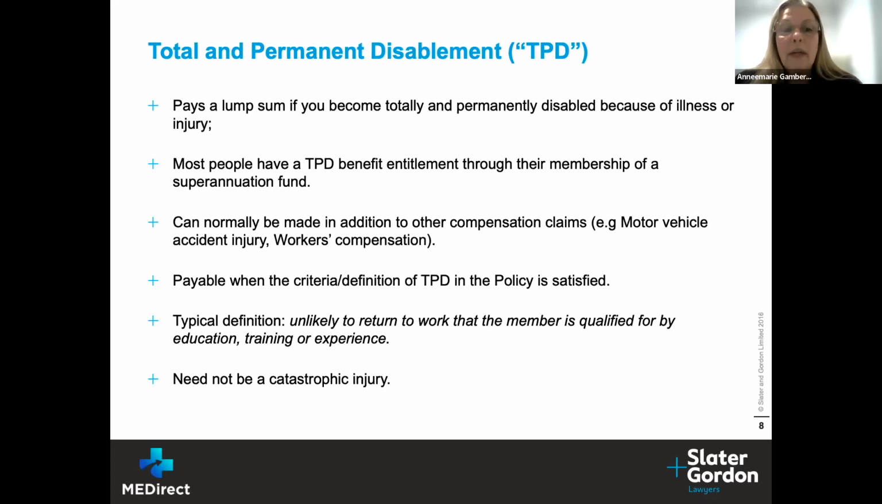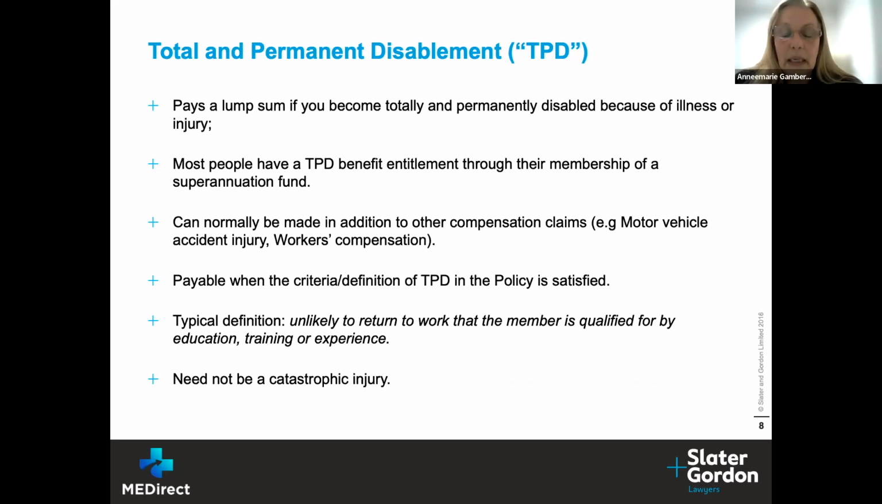Yeah. So the takeaway point is: can the person use transferable skills which they've acquired through their education, training, or experience to do some other job? If there's no link, no connection, no transferable skills, never done it before, then that person is totally and permanently disabled, because they're unlikely to ever return to work which is reasonably within their education, training, or experience.